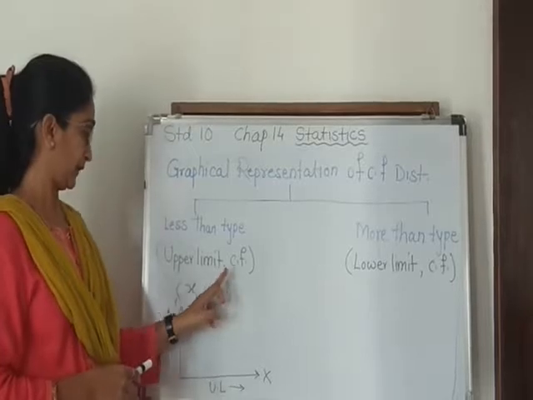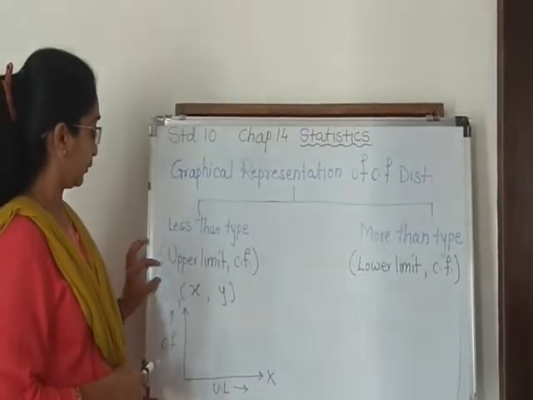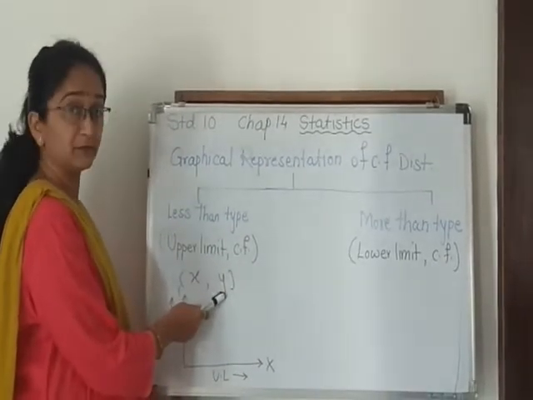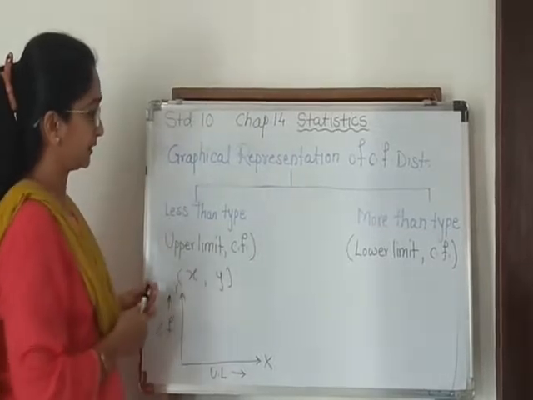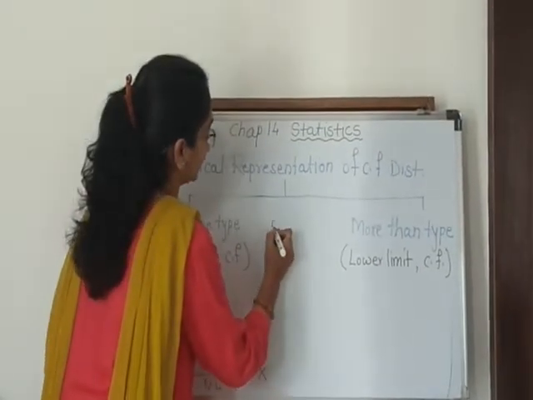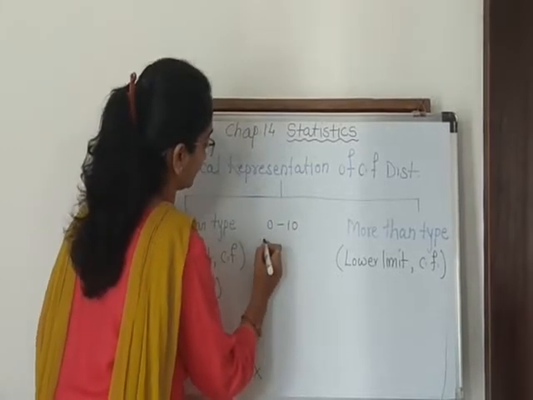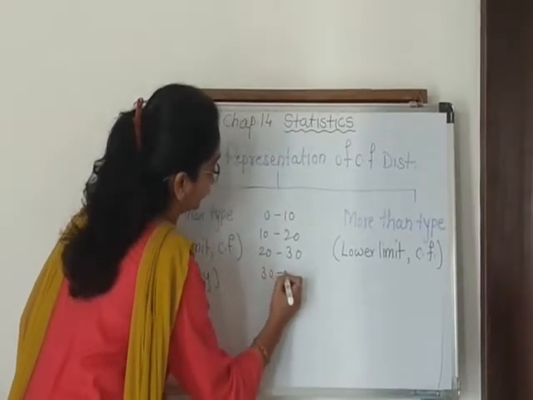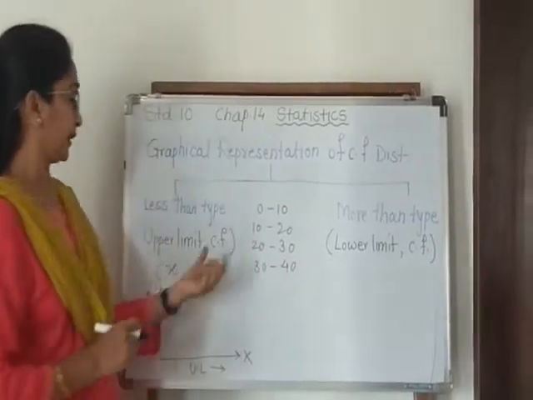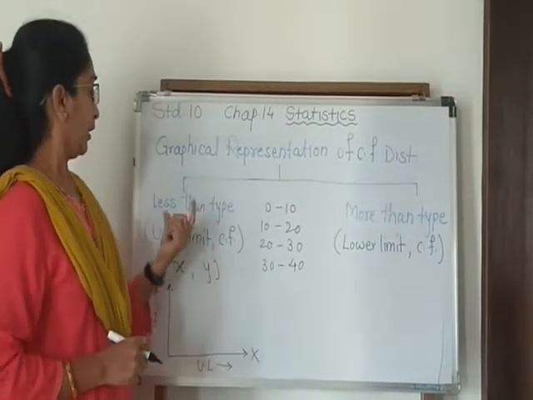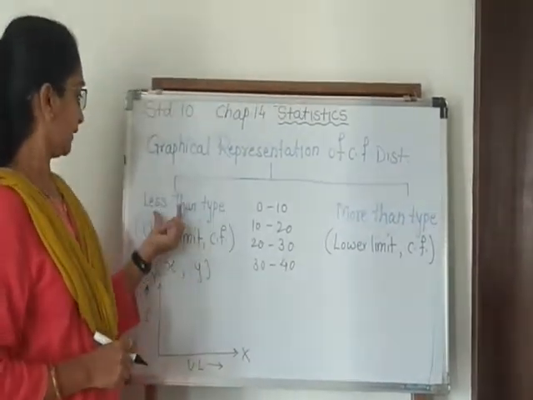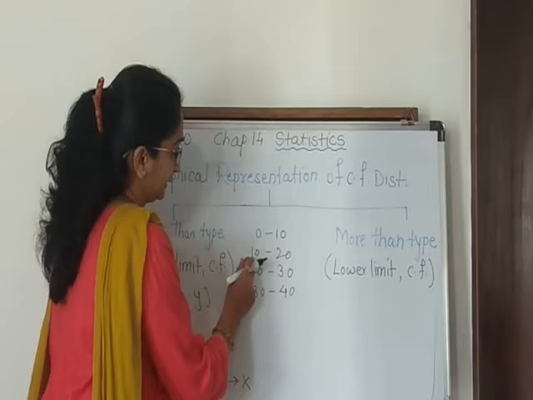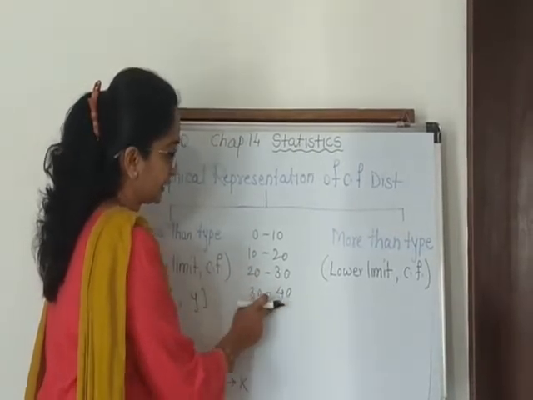that class interval. Here for plotting the point, we are considering the upper limit as our x-coordinate and the corresponding cumulative frequency as the y-coordinate. Why are we considering the upper limit here? We are writing the class intervals in this manner: 0 to 10, 10 to 20, 20 to 30, 30 to 40, like this for our regular frequency distribution. These class intervals we are converting into the less than type cumulative frequency as less than 10, less than 20, less than 30, less than 40, like this.